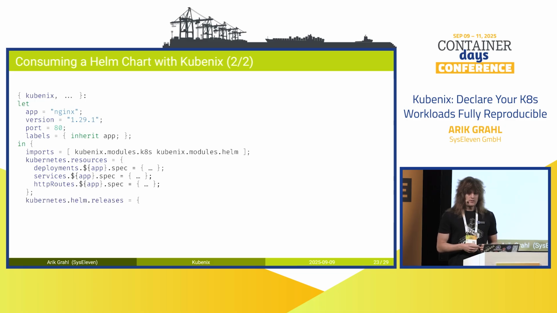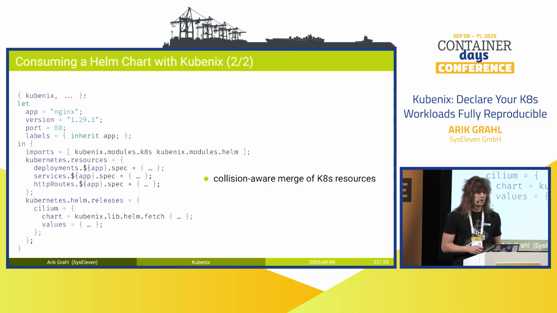And also, just like in the previous example, we would then define our Helm releases. For instance, our Cilium release, which is defined by a chart and some values. So the integration is seamless here. Kubenix merges all defined resources in a consolidated manifest and even detects colliding resources at build time, so it prevents us from accidentally overwriting resources.